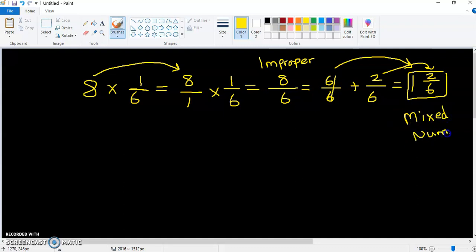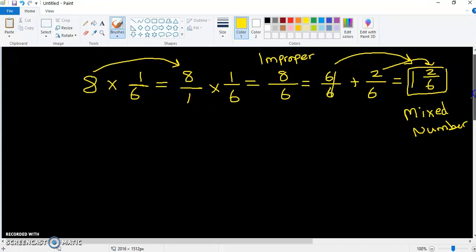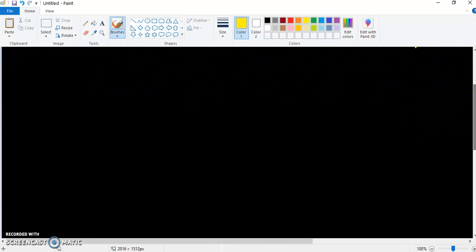Let me try one more before I end this video. Let's just try two pretty common fractions. When you're multiplying fractions together, you have let's say 2/3, and they're going to ask you to multiply that times 5/6.